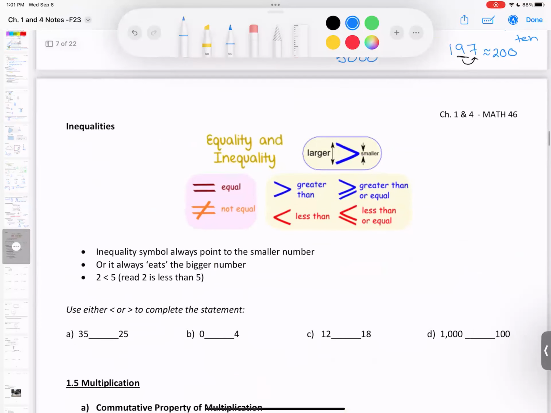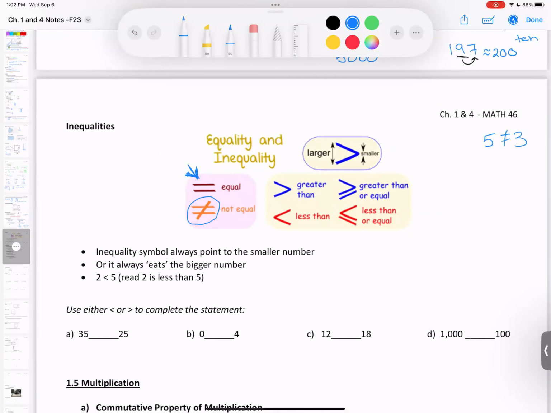All right, let's turn to inequalities. So far we've talked about equal signs. Okay, so 5 plus 3 equals 8. That means those two things mean the same thing. There's also this you might have seen in previous math classes where you put a slash through the equal sign. That means it's not equal. Okay, 5 is not equal to 3.